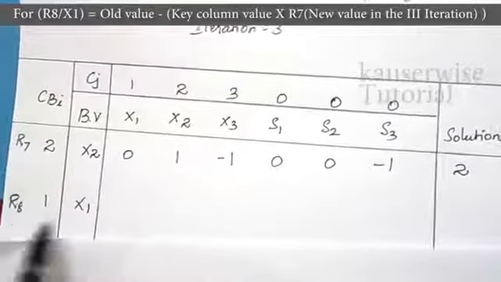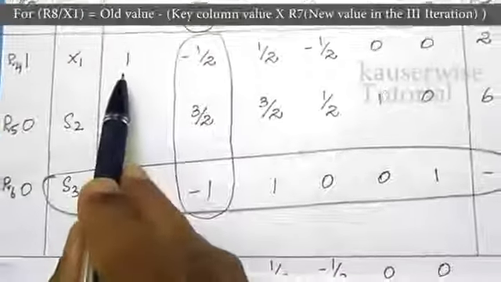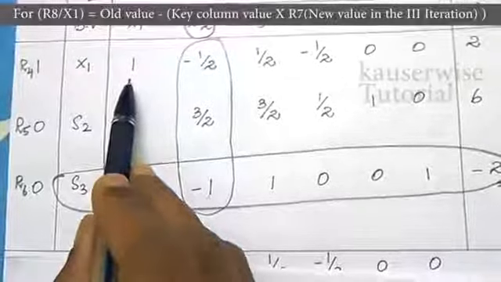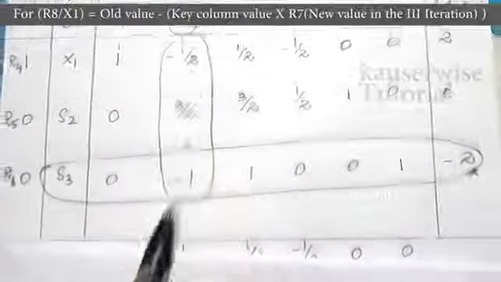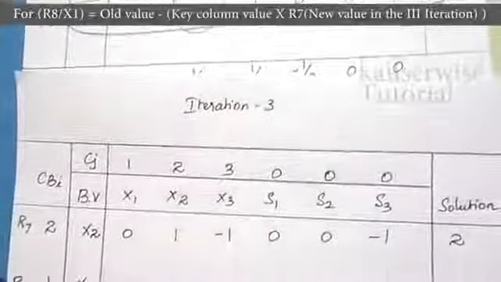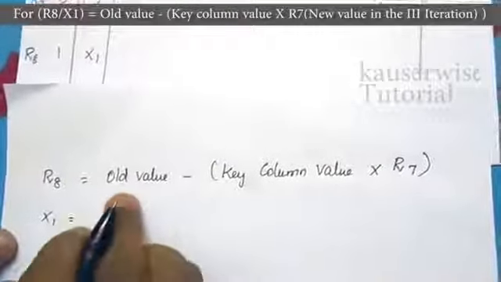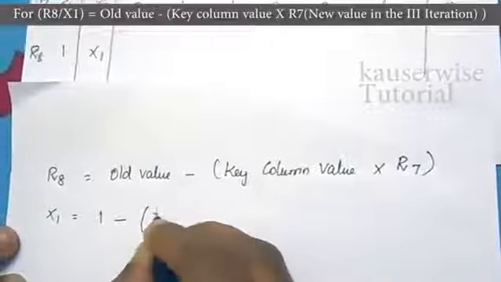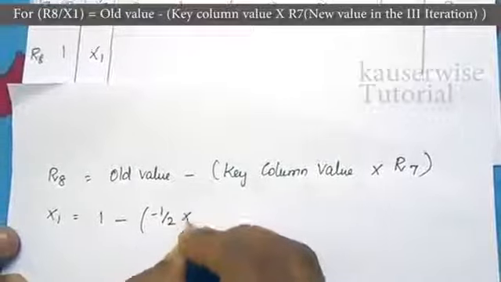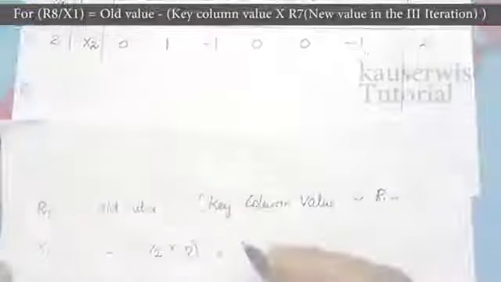For row 8, the old value is, look at the previous iteration, old value is 1, minus key column value is minus 1 by 2, into new value is 0. I'll show the calculation. For x1, old value is 1 minus key column value minus 1 by 2 into new value 0 is equal to plus 1.